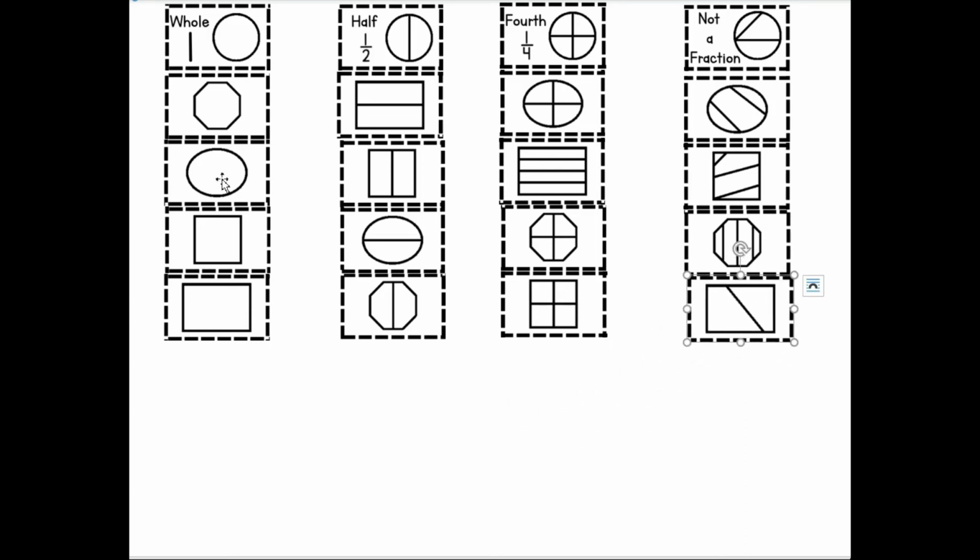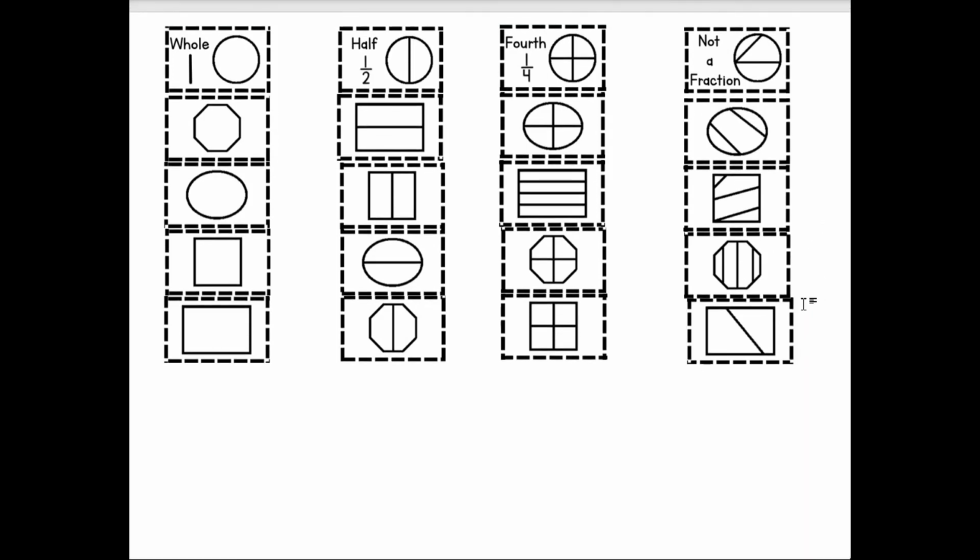So you have 4 pieces that go under each header. The whole pieces do not have any lines in them because it's showing you the entire piece. The half pieces are cut into 2 equal parts. The fourth pieces are cut into 4 equal parts. Again, it doesn't matter if it's cut horizontally or crisscross, as long as the pieces are equal and there are 4. And then we have not a fraction, which is showing you the shapes that are cut into pieces, but the pieces are not equal.